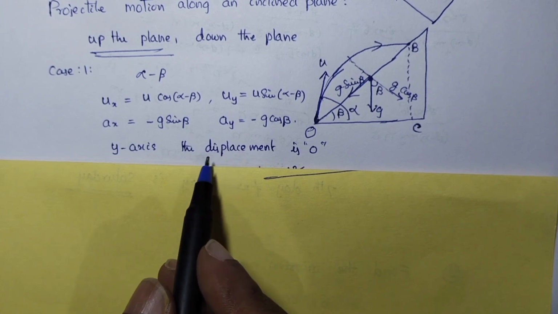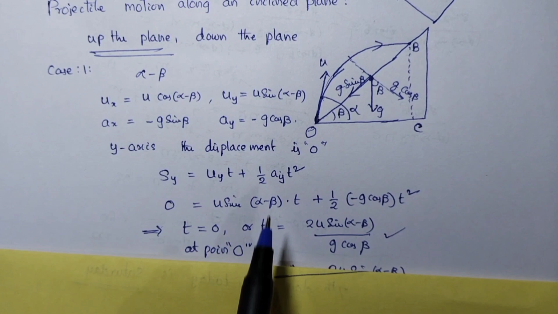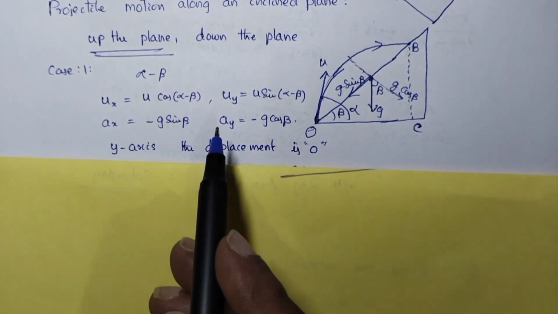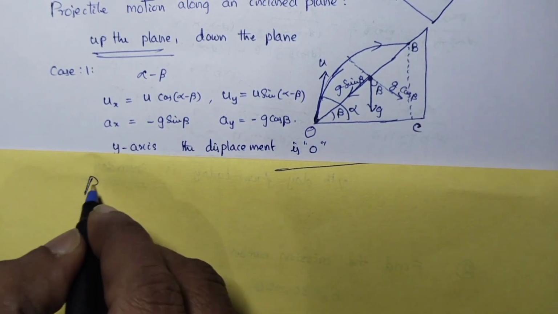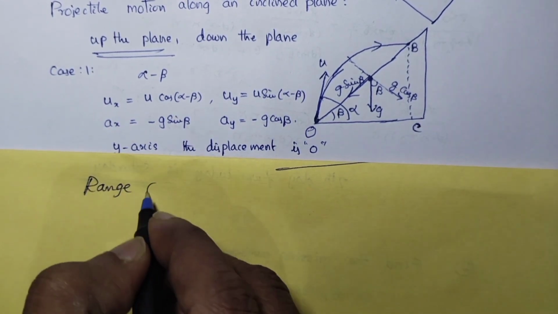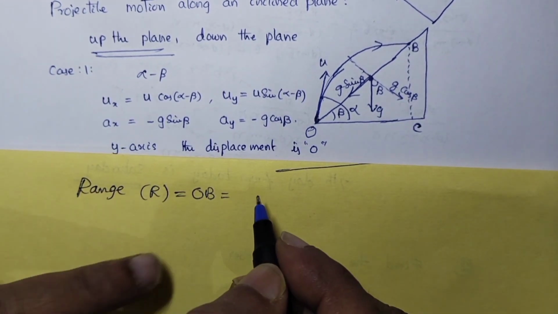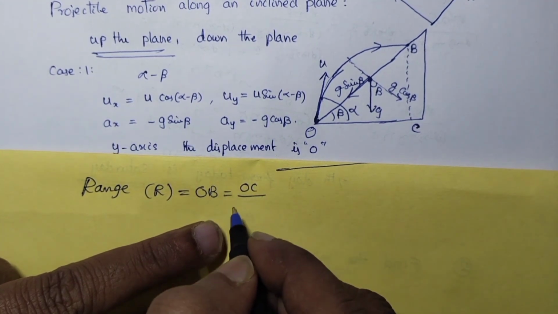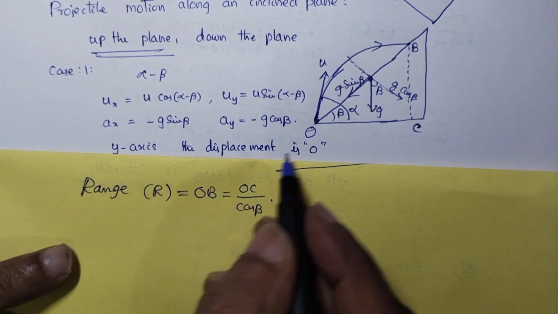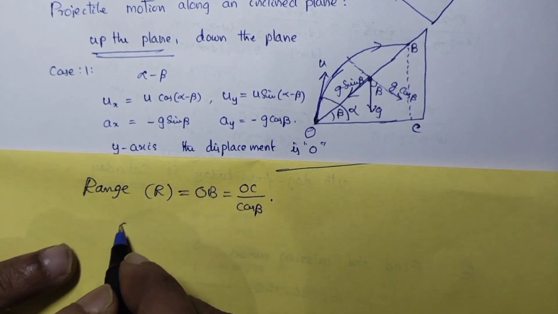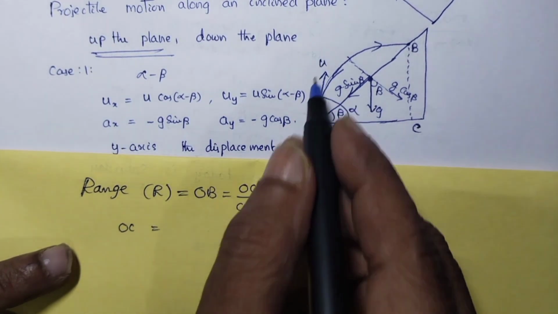So let us continue this video. In the previous video we discussed the time of flight on an inclined plane, and let us see the range in this video. Range R is equal to OB, that is equal to OC by cos beta. So first of all, we have to find OC. OC is the horizontal displacement.